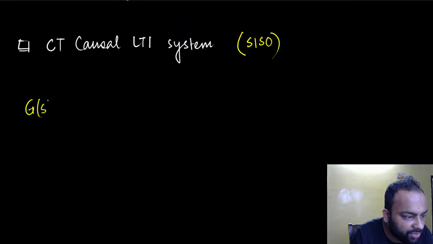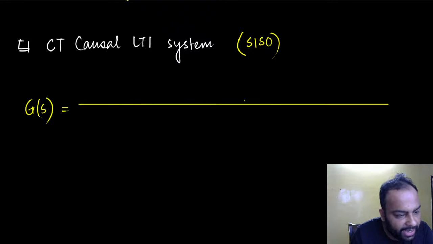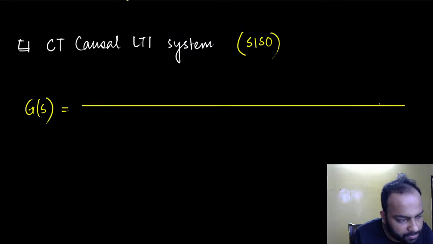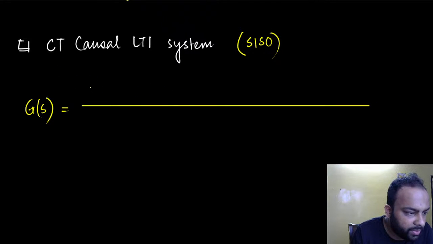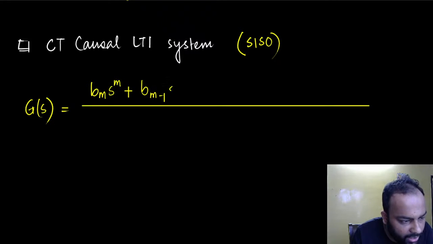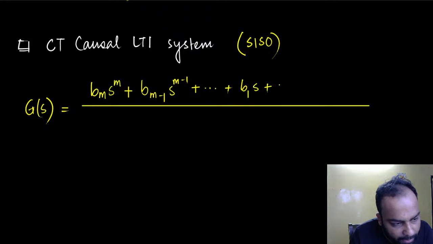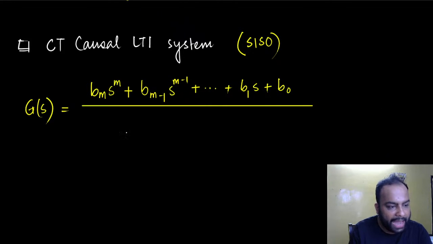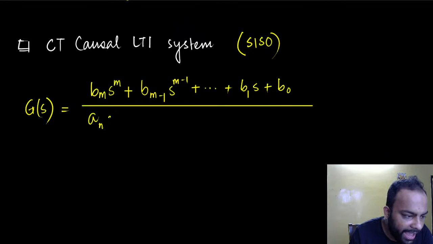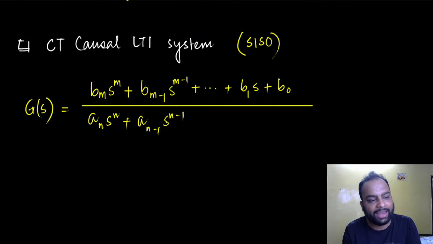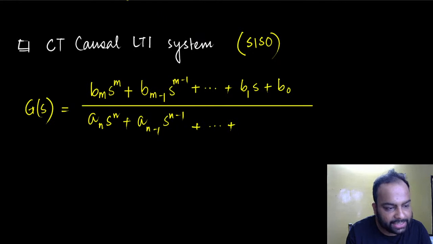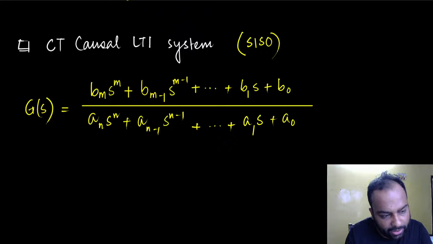So the generalized transfer function is given by G(s), and it looks like this. We have a polynomial in the numerator and also a polynomial in the denominator. The polynomial in the numerator looks like this: b_m s to the power m plus b_(m-1) s to the power m minus 1 plus and so on, b_1 s plus b_0. And in the denominator we also have a polynomial: a_n s to the power n plus a_(n-1) s to the power n minus 1, then a_(n-2) s to the power n minus 2 and so on, a_1 s plus a_0. We again discussed all these things earlier.